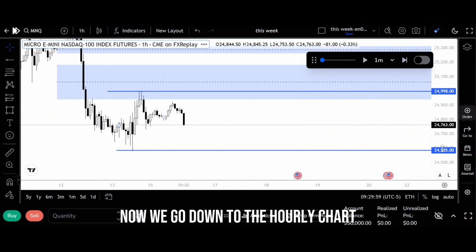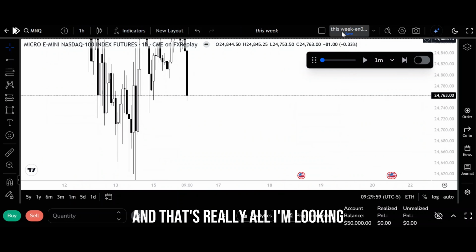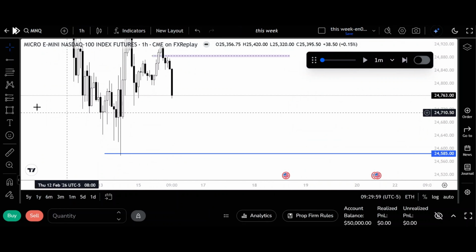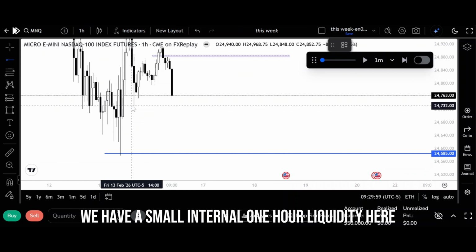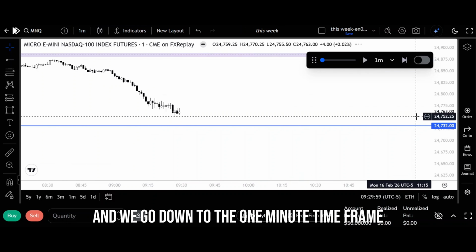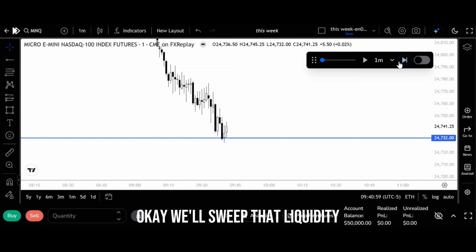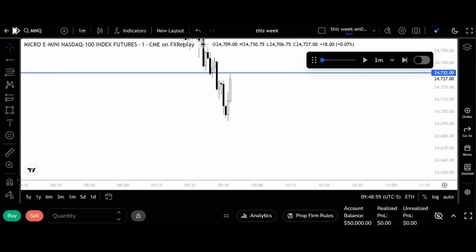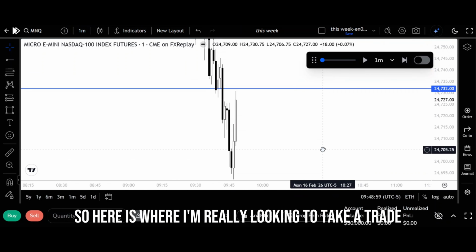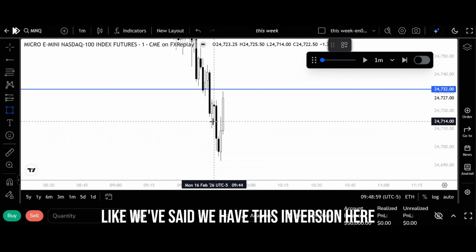Now we go down to the hourly chart. We have a small hourly gap here, and that's really all I'm looking for currently. We have a small internal 1-hour liquidity here, and we go down to the 1-minute time frame and we play price. Okay, we'll sweep that liquidity. Right, so here is where I'm really looking to take a trade. We'll sweep this liquidity like we've said.